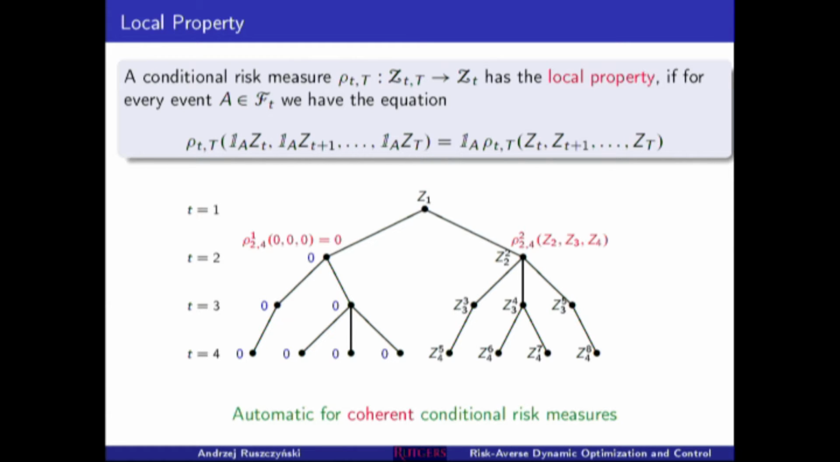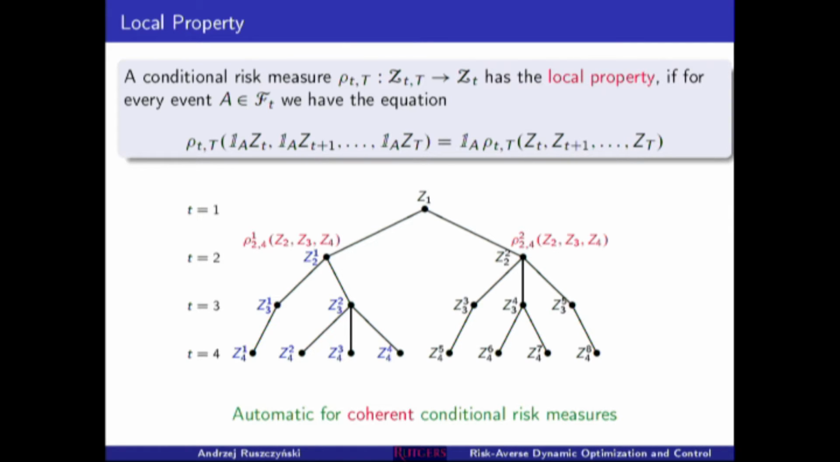Okay? It means the following thing. Let me go here. If I have a certain random sequence, this is the same example as I had before, Z, and evaluate the risk of this sequence at time 2, I know that I obtain two different numbers depending on which side of the tree the sequence ended, okay?